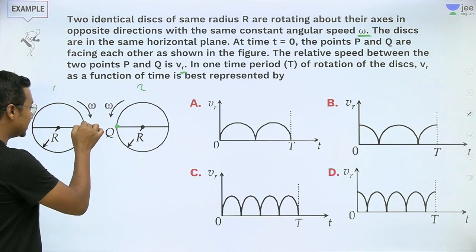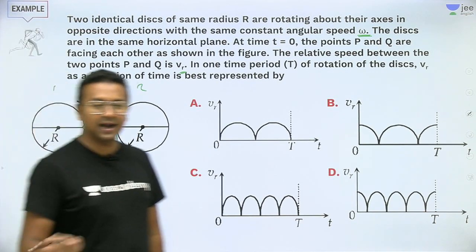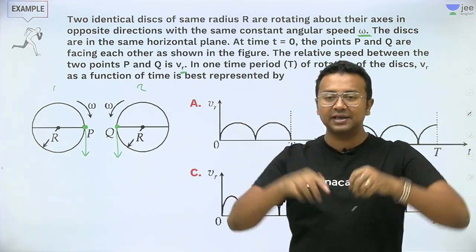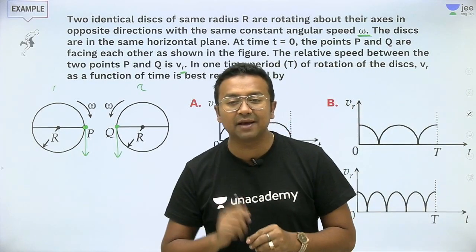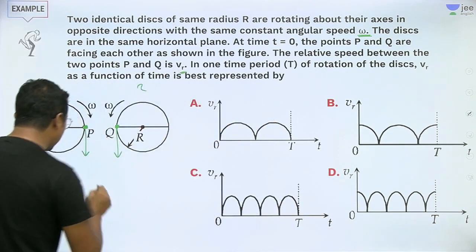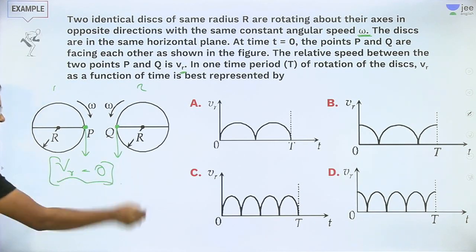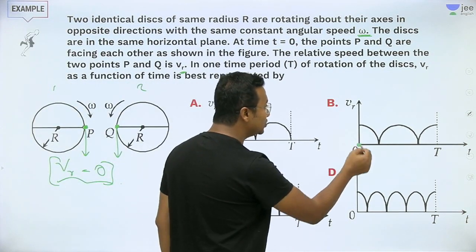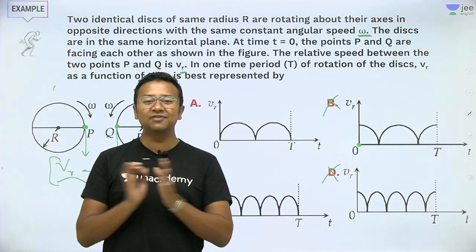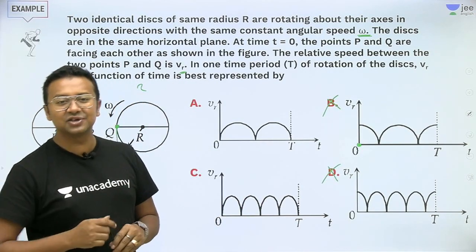Try and understand that this will have a velocity in the downward direction and this will also have the velocity in the downward direction, right? Both the points P and Q will have their velocities in the downward direction. So what will be the relative velocity at time t equals 0? At time t equals 0, VR will also be equal to 0, right? Now, if VR equals 0 at time t equals 0, then option B and option D go totally out of the picture, right? It's a 50-50 scenario right now, okay? A higher chance of getting this question right, isn't it?